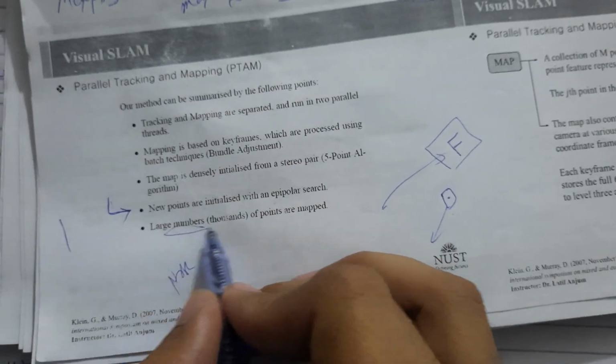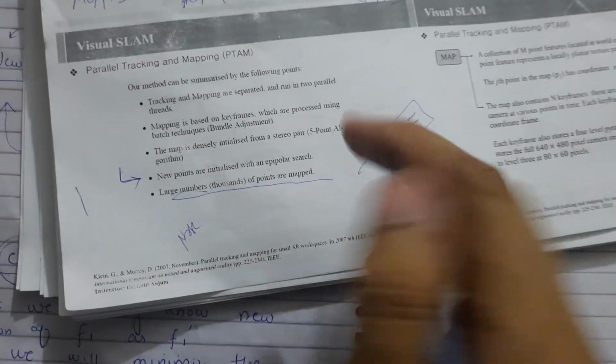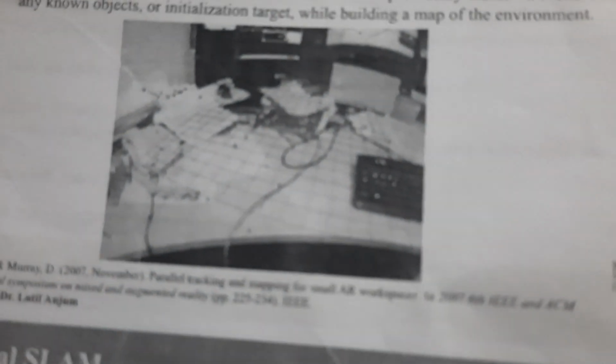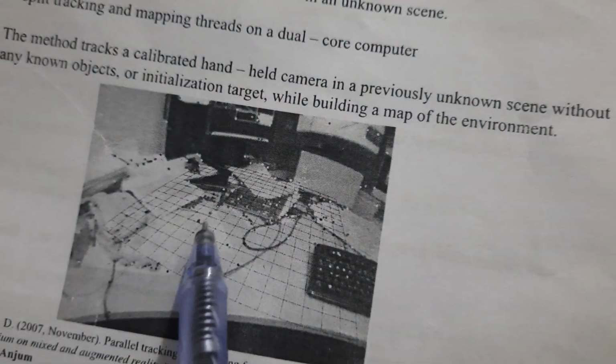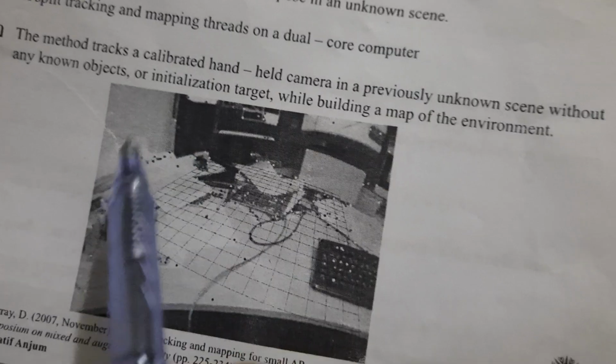A large number of points are mapped, so a dense map is created. In this picture you are seeing different points here. See, one, two, three, four, these points in the map. So a very dense map is plotted at the end, but it is not started with so many points. Why? Because you are not sure about what you are doing, or whether your model will converge or not.